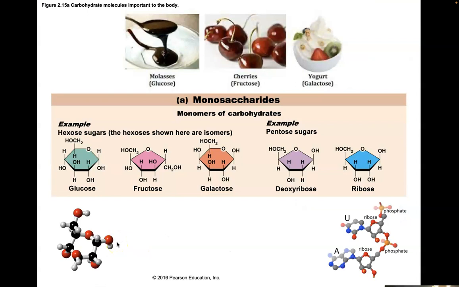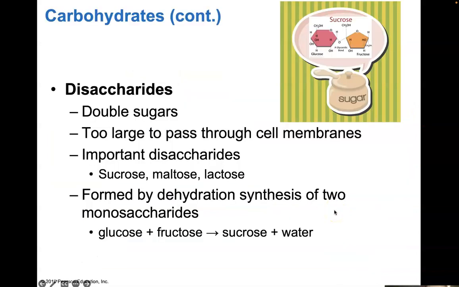So again, these are just examples of some of the monosaccharides that we take into our diet: glucose, fructose, galactose, and then deoxyribose and ribose are going to make up, obviously, our nucleic acids, which we'll talk about in a little bit. And again, disaccharides are just where we're making a covalent bond through that process of dehydration synthesis. Our disaccharides are too large to pass through cell membranes.